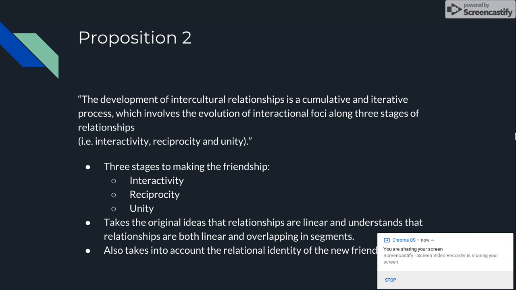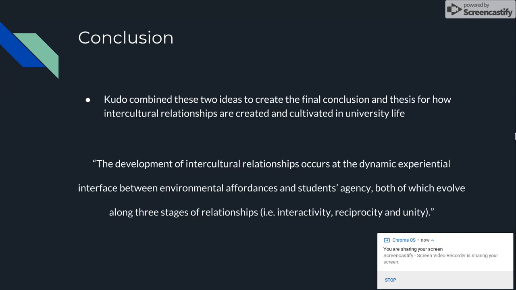In this proposition, it takes the original ideas that relationships are linear, and it understands that relationships also overlap in segments. You can be at many different parts of a relationship at many different times. And it also takes into account the relational identity of the two friends now in their space. So in conclusion, Kudo combined these two ideas to create the final idea for university life and how that allows for intercultural relationships to flourish.